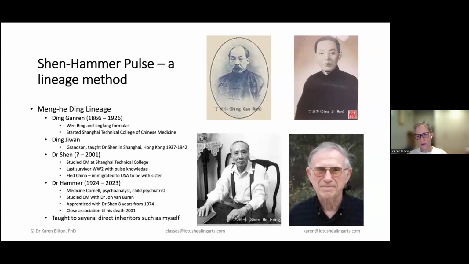So this led Dr. Hammer to apprentice with Dr. Shen, and they spent 8 years in an apprenticeship, and then they had a close association for close to 30 years.